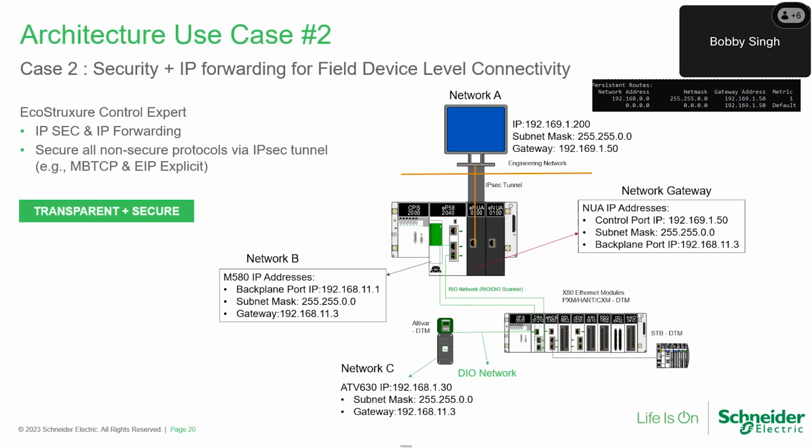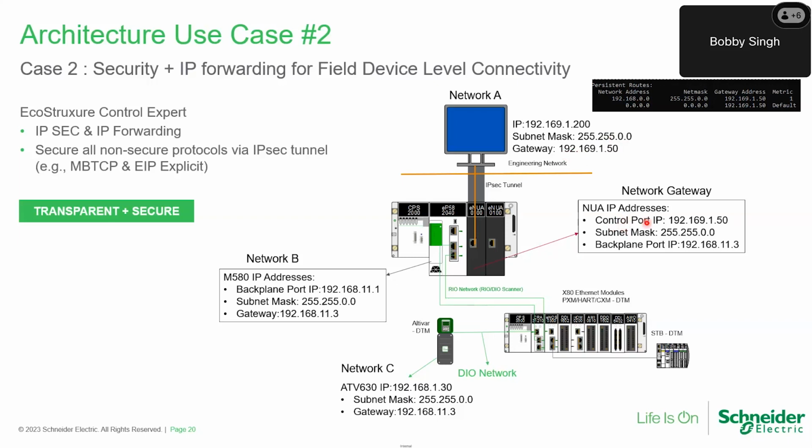Key thing here is to ensure network configuration is set accordingly. My engineering workstation is set to 192.169.1.200 with the subnet mask of 255.255.0.0. The subnet mask is also going to be pretty much the same on all of my networks. Gateway is set to the front control port of my NUA module, which is 192.169.1.50. The NUA module acts as a gateway for the engineering workstation, M580 backplane network, and any other connected field devices. A network gateway is a connection point between two networks, allowing data to flow between them.